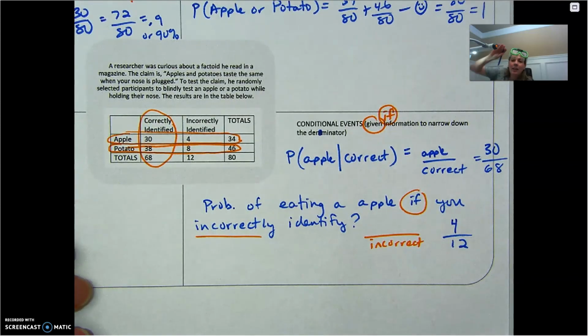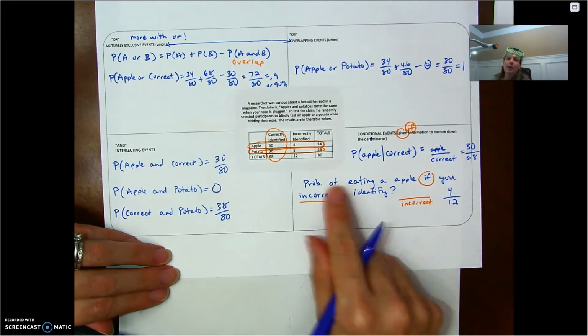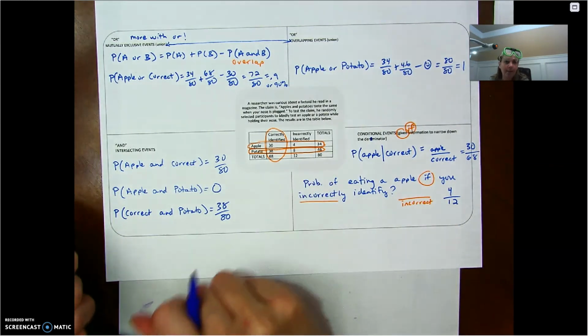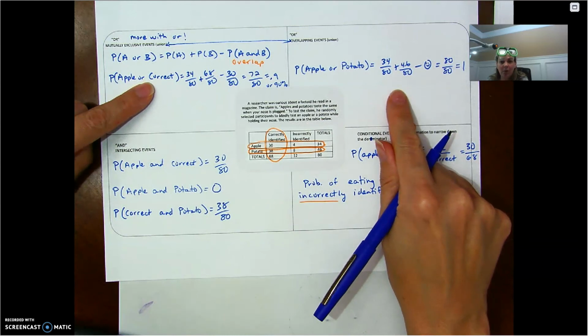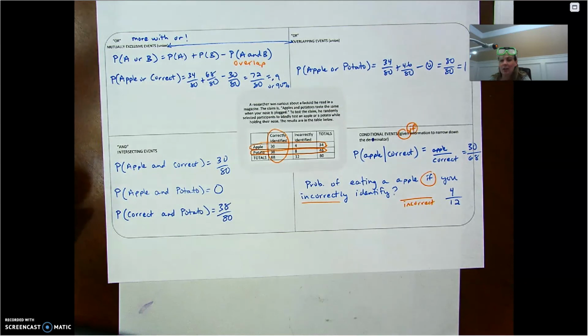So there you have it. Conditional events narrow down your denominator, your sample space, instead of using the grand total of 80. Ors is when you add up and you subtract overlaps. And is when you're looking for the intersection in the two-way table.